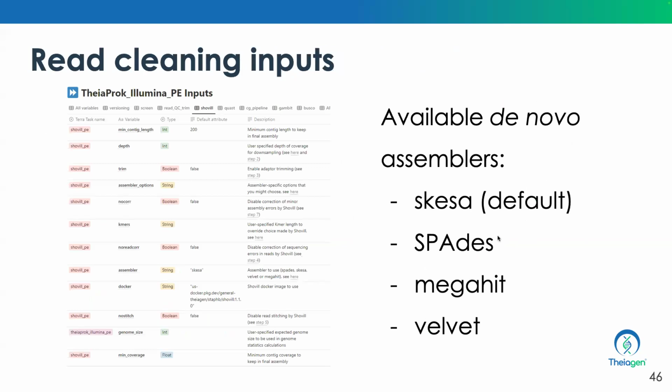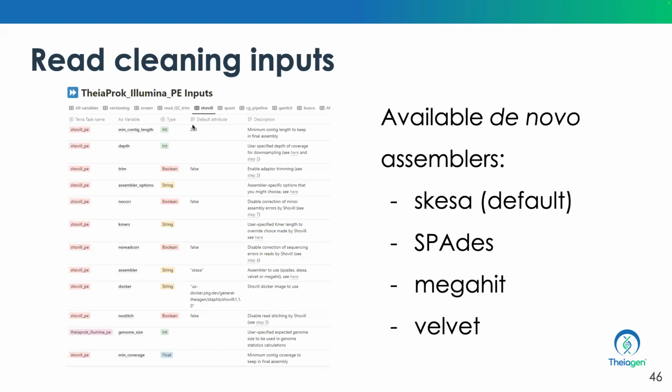The assemblers that are available for TheiaProk are 4. So there's Skesa, there's SPAdes, there's MEGAHIT, there's Velvet, but the default one is Skesa. And here you'll also see additional optional inputs that you can change depending on what your needs are. But typically, most of these have been optimized through several analyses, but it's good to be aware of what the defaults are.